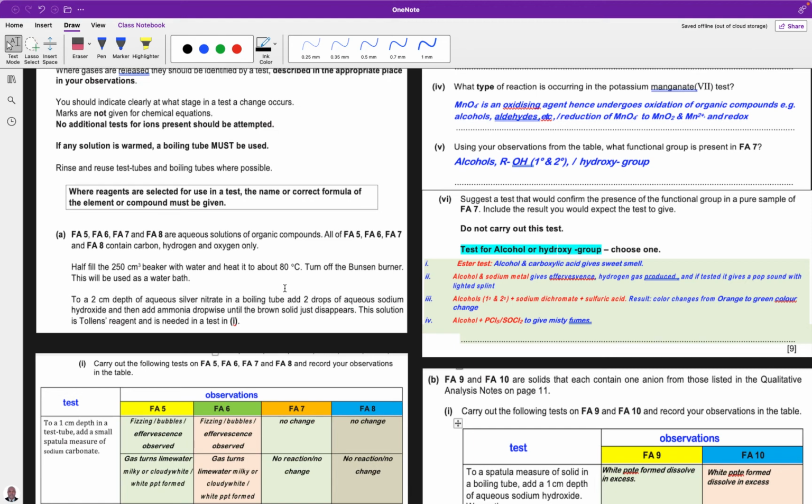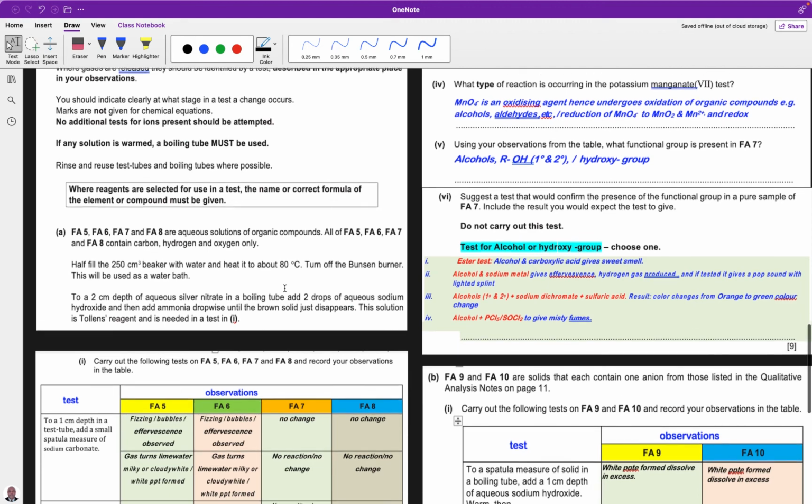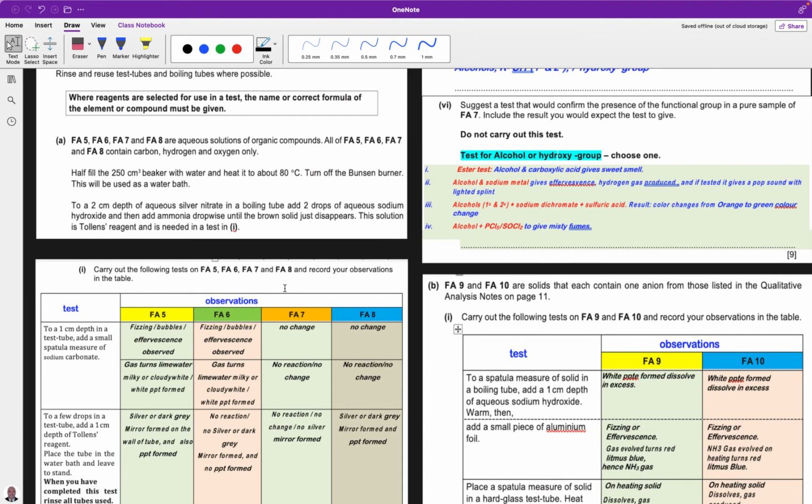Half fill the 250 cm³ beaker with water and heat it to about 80 degrees Celsius. Turn off the Bunsen burner. This will be used as a water bath. To a 2 cm depth of aqueous silver nitrate in a boiling tube, add 2 drops of aqueous sodium hydroxide, and then add ammonia dropwise until the brown solid just disappears. This solution is Tollens' reagent and is needed in a test in Roman 1. This is the test.